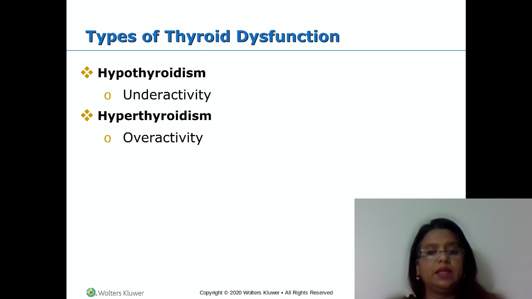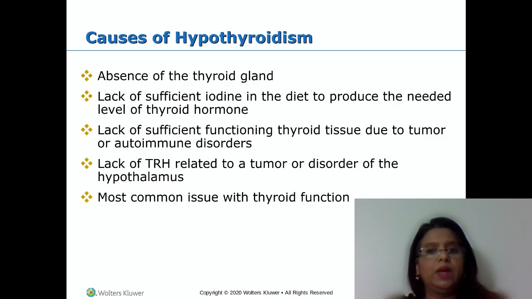Hypothyroidism could be underactivity, and hyperthyroidism will be overactivity. So hypo means less amount of thyroid production. Hyper means high amount of production. So when there's less amount of production, hypothyroidism, causes include absence of thyroid gland, lack of sufficient iodine in the diet to produce the needed level of thyroid hormone, lack of sufficient functioning thyroid tissue due to tumor or autoimmune disorders, and lack of thyroid releasing hormone related to tumor or disorders of hypothalamus. This is the most common issue with thyroid function.